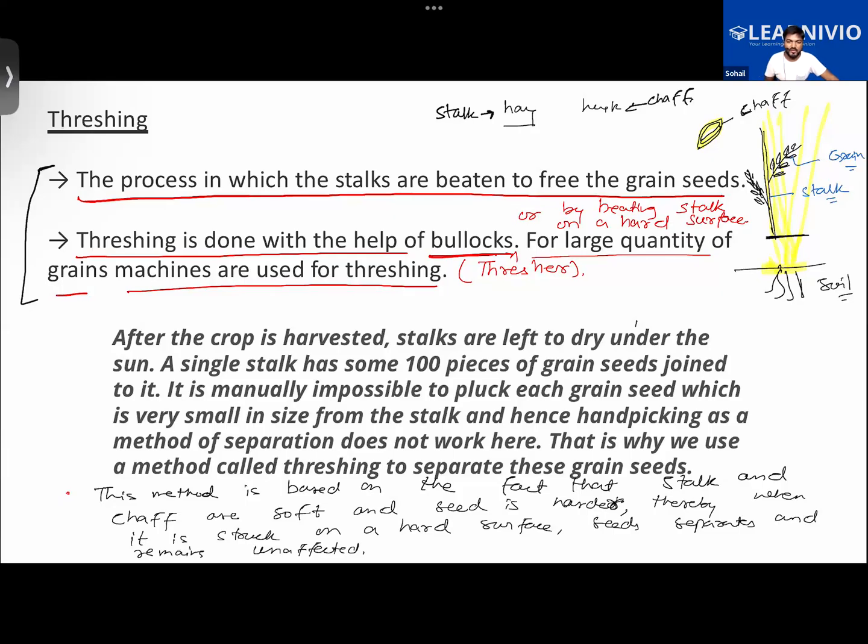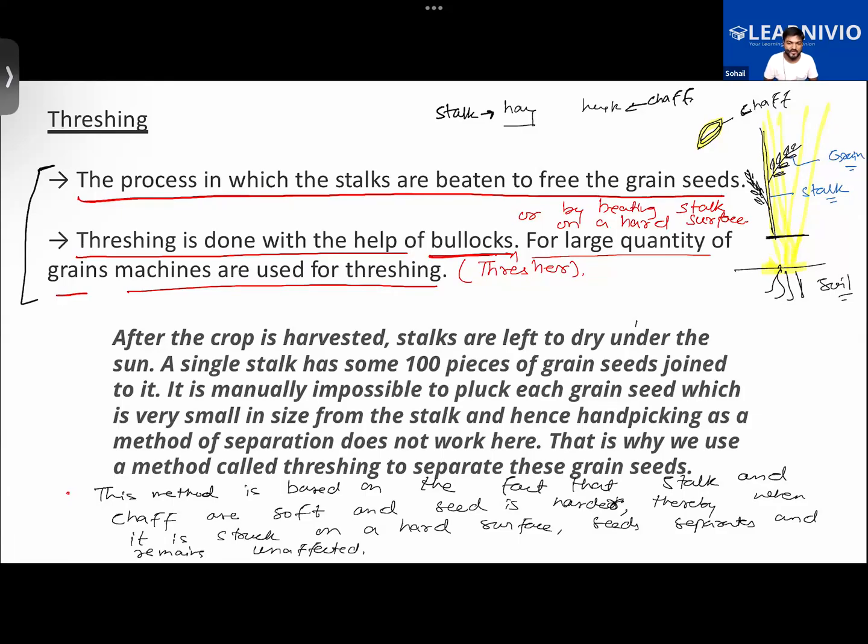So say if there is a small amount of stalk, they can simply beat it on a hard rock and the grain will fall off. But the grain is right now covered with the seed coat. Further, we can take the help of bullocks also. If there's a large quantity, we will make the bullocks walk over it and it will be separated.